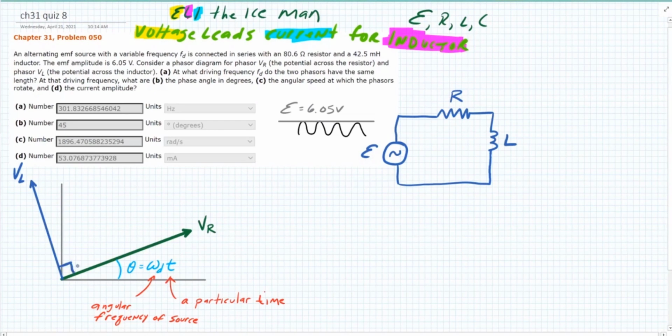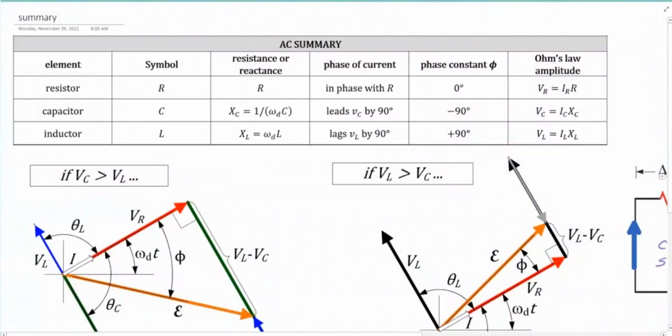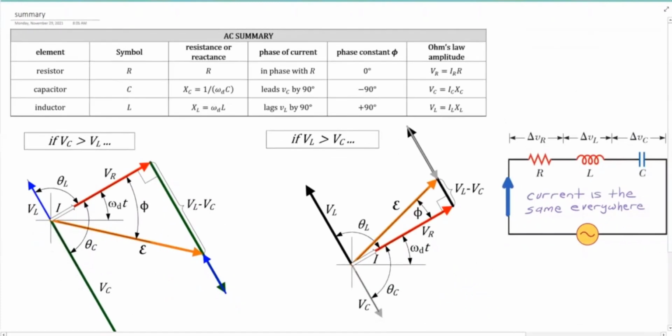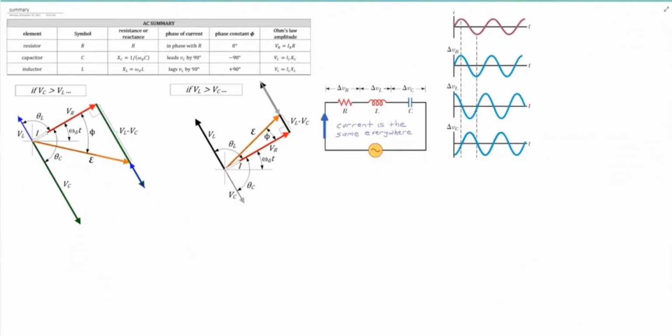Let me draw your attention again to a very helpful summary page right here. This isn't all of chapter 31, but it's kind of a distillation of chapter 31, a good at-a-glance summary of alternating current. The one thing missing from this page is power and RMS, which we'll get to today.